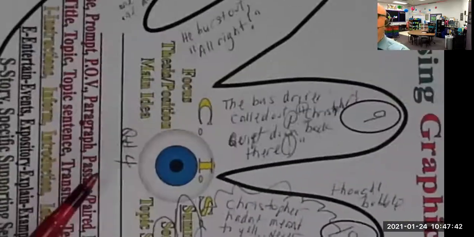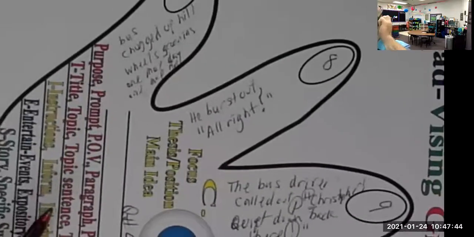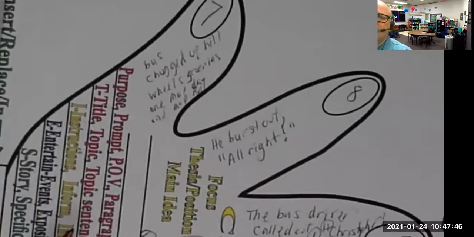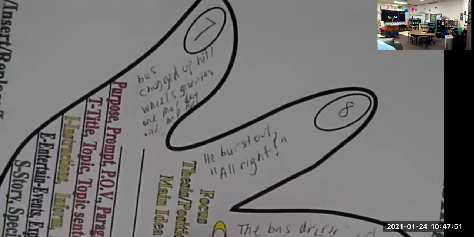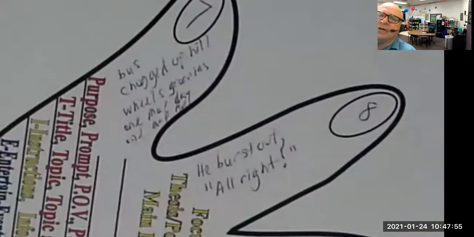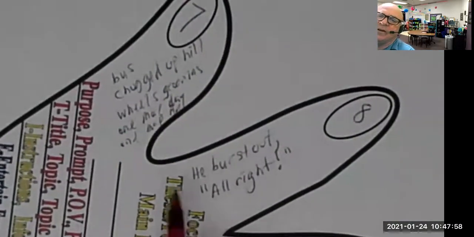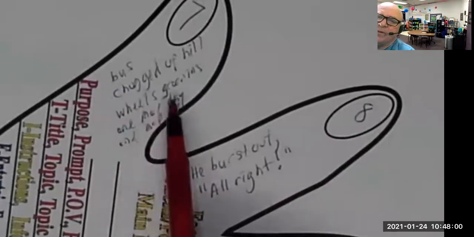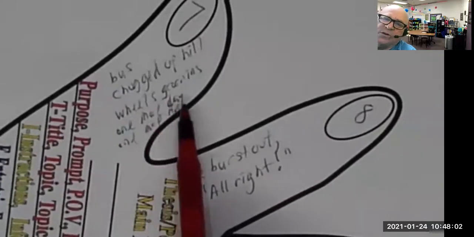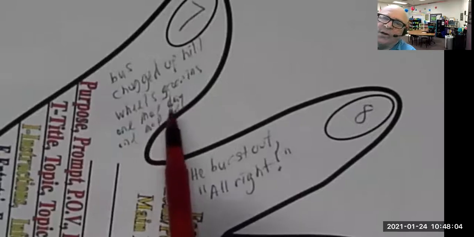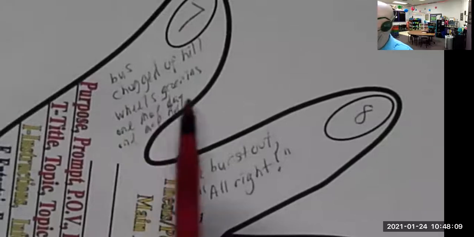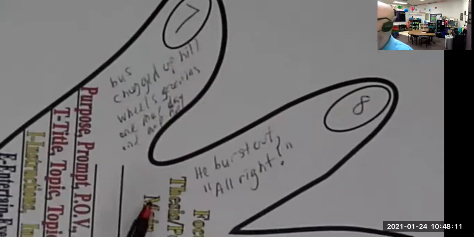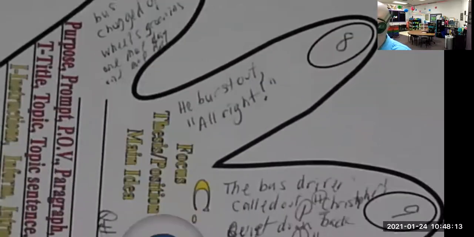Your kids would draw the hand, or if you get a training with me, you get a class set of these that you'll laminate. I just reprint them over and over so that I don't have to keep using dry erase or wet erase markers and cleaning them. So paragraph 7 talked about the bus chugging up the hill and the wheels groaning, one more day, one more day. This is the little boy Christopher on the bus.